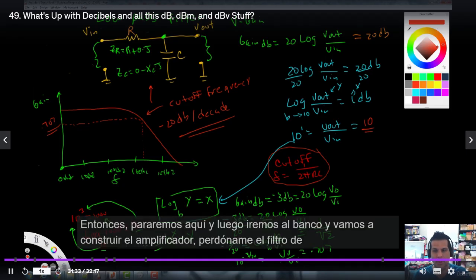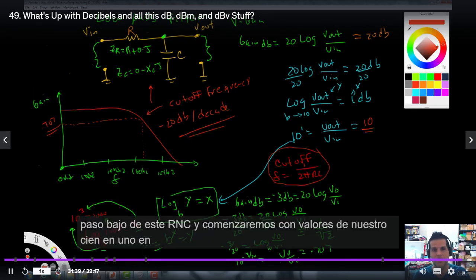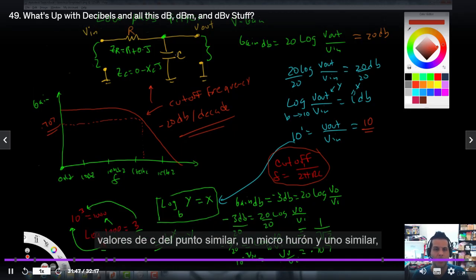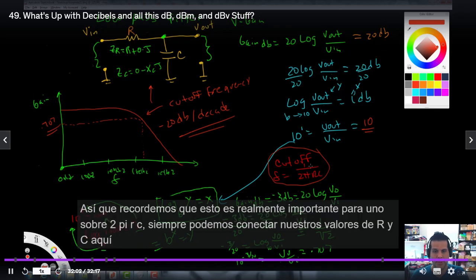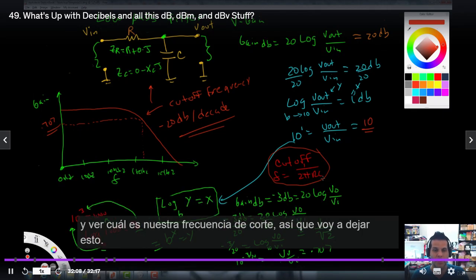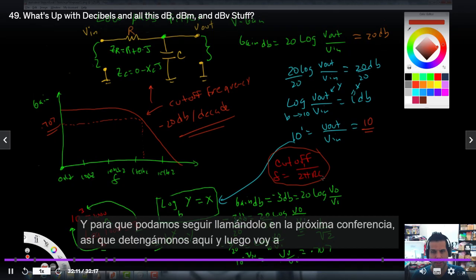So we're going to stop here, and then we're going to go to the bench and build the low-pass filter, this R and C. We're going to start off with values of R like 100 and 1K and values of C like 0.1 microfarad and 1 microfarad, and then look at the response based on our analysis with the oscilloscope, and also with this cutoff frequency here. Let's remember this, it's really important: 1 over 2 pi RC. We can always plug our values of R and C in here and see what our cutoff frequency is. I'm going to leave this up so we can keep going back to it in the next lecture. So let's stop here and go to the bench. All right? Bye.